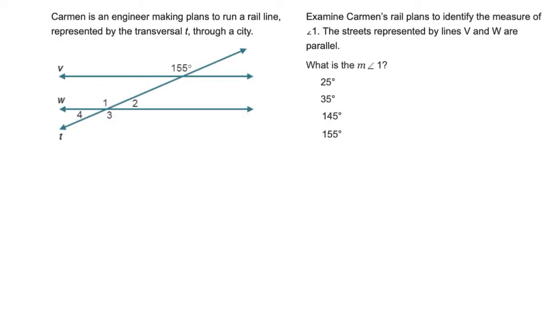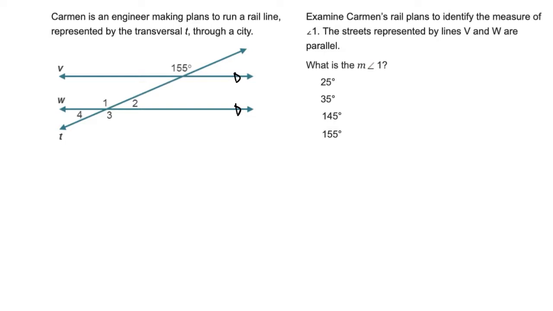All right, Carmen is an engineer making plans to run a rail line represented by the transversal T through a city. Examine Carmen's rail plans to identify the measures of angle 1. The streets represented by lines V and W are parallel. Okay, so we've got the parallel rules happening here. What is the measure of angle 1?